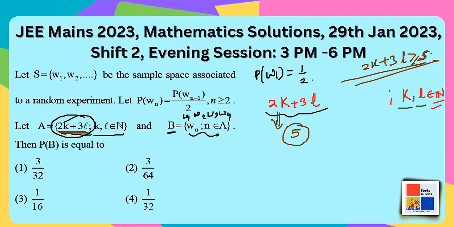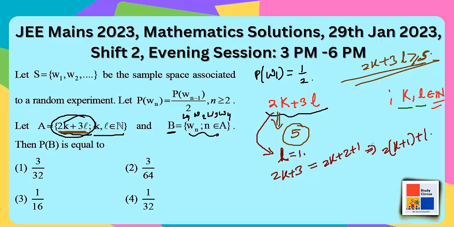Okay. Now again, just see here, this 2k plus 3l, for l equal to 1, I can write as 2k plus 3. That is 2k plus 2 plus 1, that is 2 times k plus 1, plus 1, right? So this is of the odd form. This is covering odd numbers, right? Odd numbers are of the 2m plus 1 form, isn't it? So I have made it in that form.